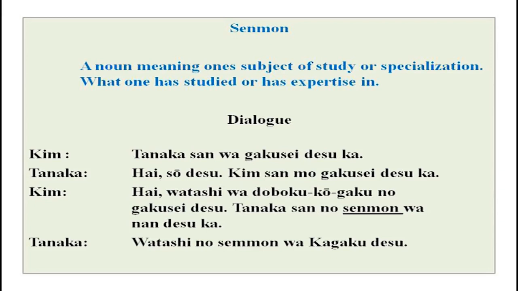Tanaka-san wa gakusei desu ka? Are you a student? Hai, I am a student. Kim-san is also a student? Hai, watashi wa doboku kogaku no gakusei desu. I am a civil engineering student. Tanaka-san no senmon wa nan desu ka? Now, senmon wa nan desu ka? Watashi no senmon wa kagaku desu, which is chemistry. So, this is how you can ask someone's senmon.